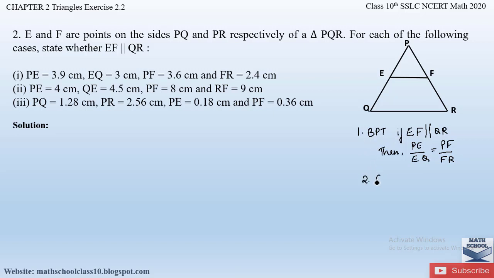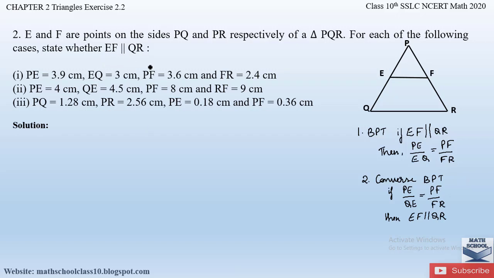Now let us see the converse of the basic proportionality theorem. Here, if the 2 sides of a triangle are divided in equal proportion by a line drawn intersecting the 2 sides, then we have to prove that this line EF is parallel to QR. So if PE by QE is equal to PF divided by FR, then we have to prove that EF is parallel to QR. This is the converse of BPT. These 2 theorems I have already explained in my previous videos, so please do watch those videos for better understanding.